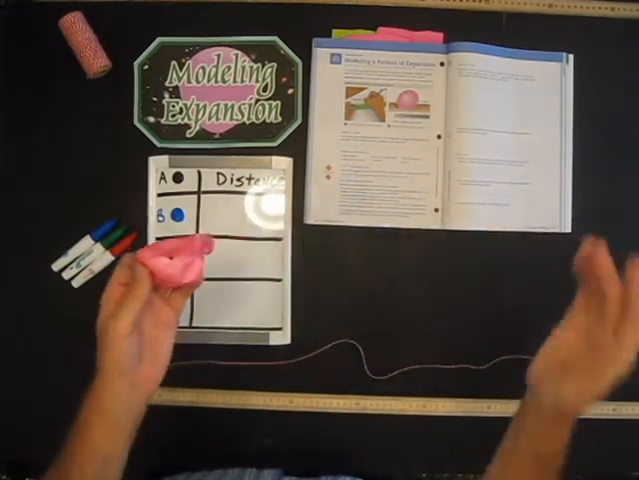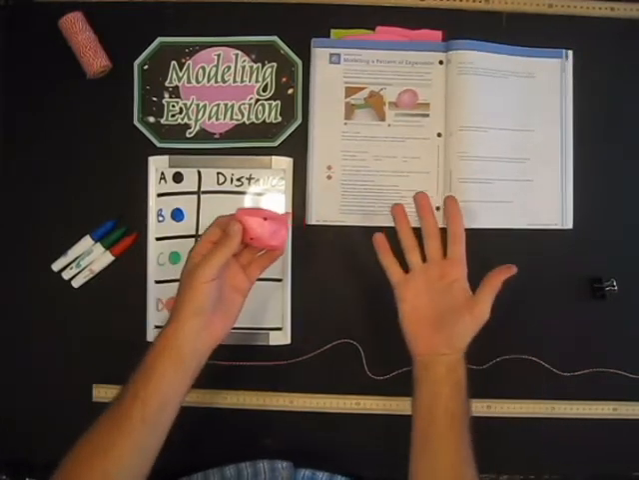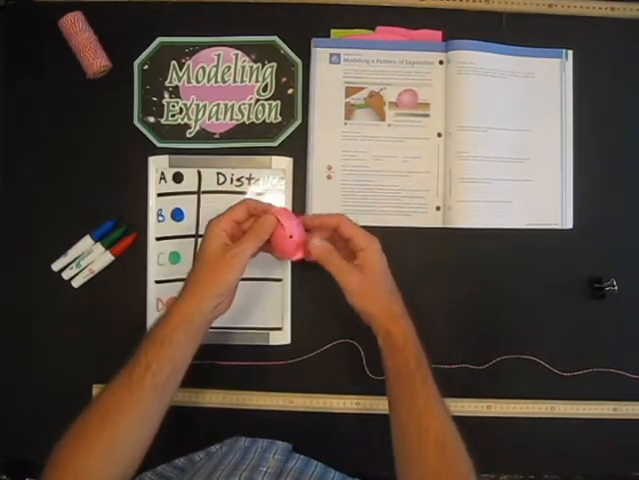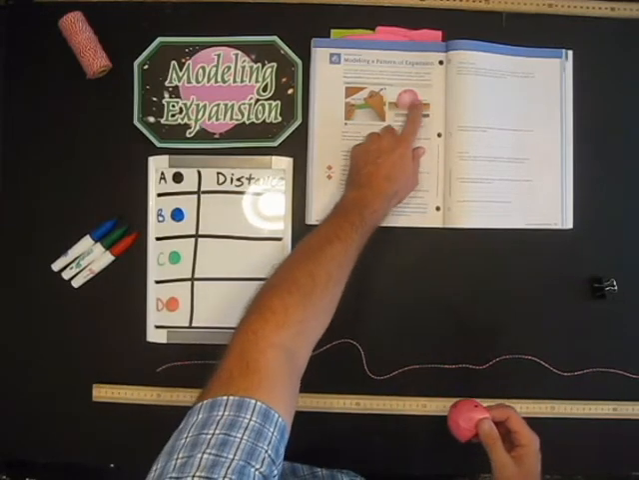The best one is the raisin bread dough they talk about here. That's even better, but that's harder to show you. So I'm going to modify this a little bit. What I'm going to do is, well, they have A, B, C.